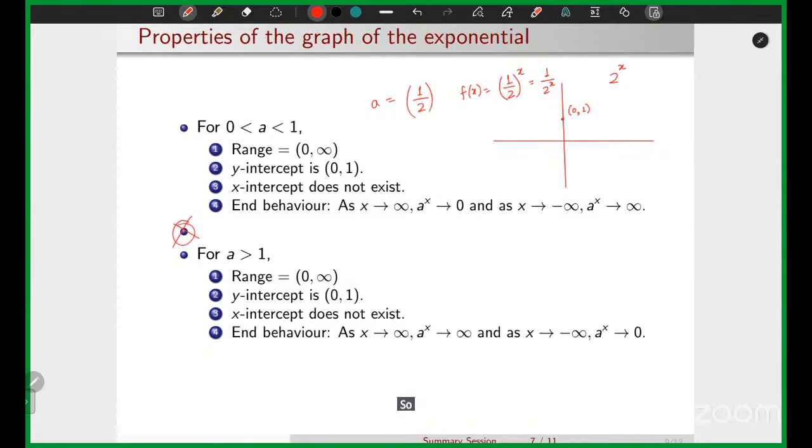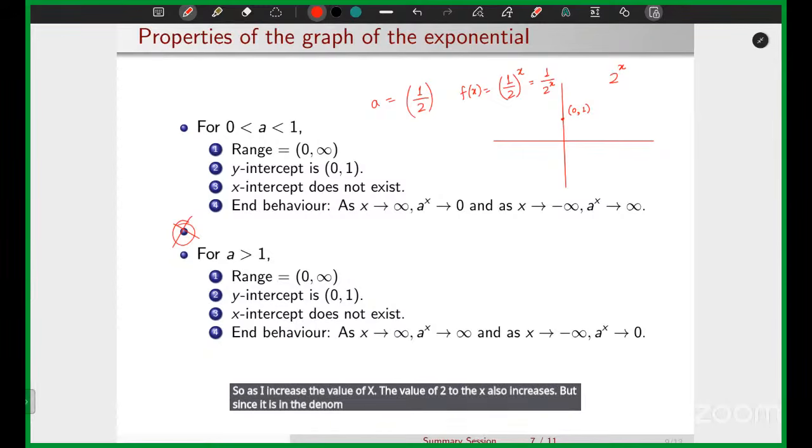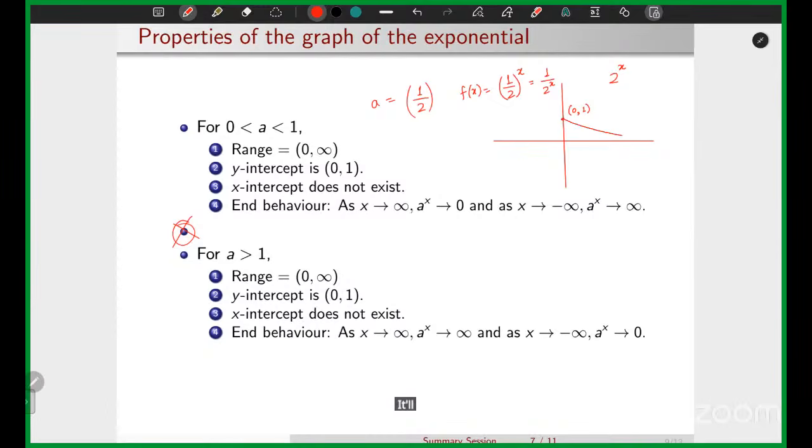So as I increase the value of x, the value of 2 to the x also increases. But since it is in the denominator, this will go to 0. It will never cut 0. Can it happen that 1 by 2 to the x is equal to 0? No, right? Then you will get some 1 equal to 0 kind of contradiction. So it will have such a behavior. And on the other side, also it is decreasing itself. So if you plot it, you will get a graph like this.